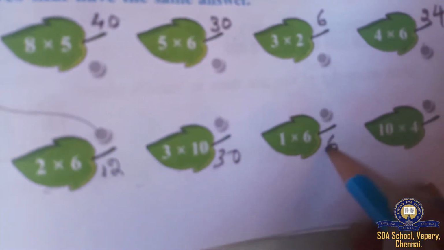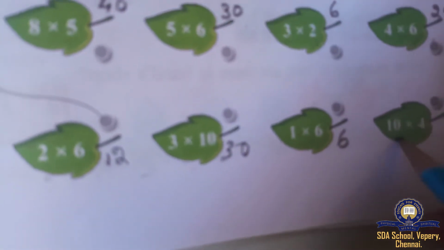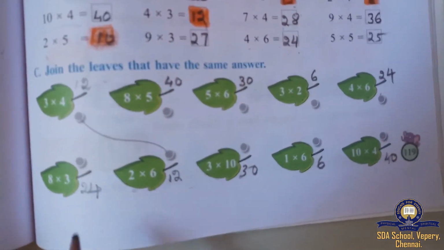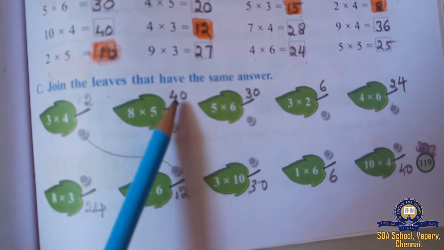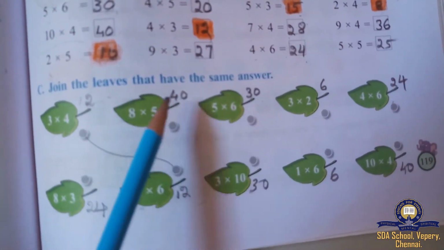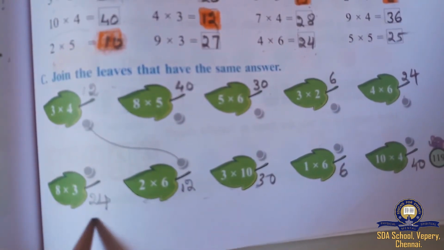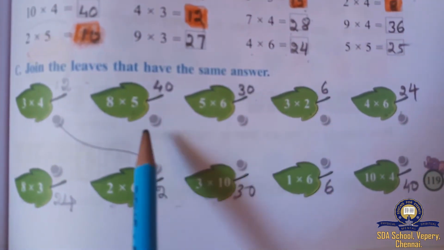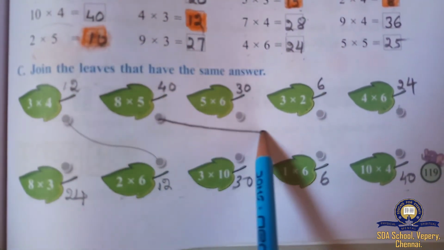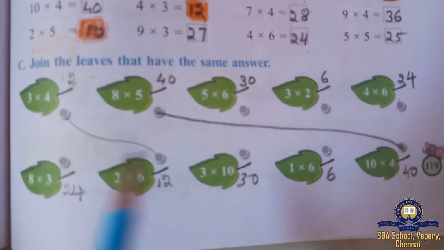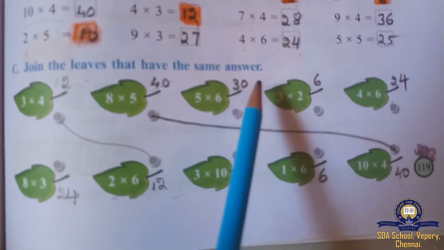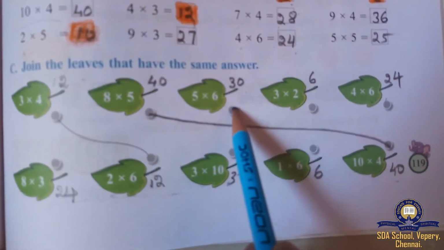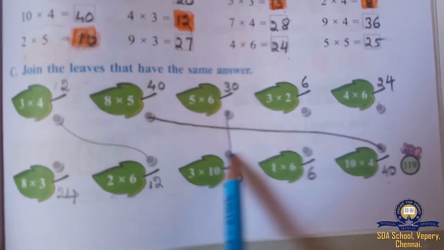6 ones are 6, or 1 six is 6, same here. 10 fours are 40. Now we are going to match it. Okay, 12, 12, 40, here is 40, 8 fives are 40, here any 40 are there? At the last, 40 is 10 fours are 40. So this dot to the last dot, join it. 5 sixes are 30, 30 down, see any? 3 tens are 30, join it, see, straight it comes.